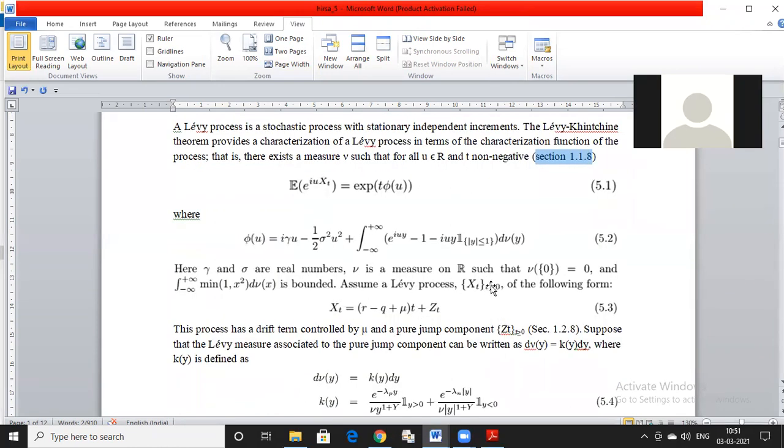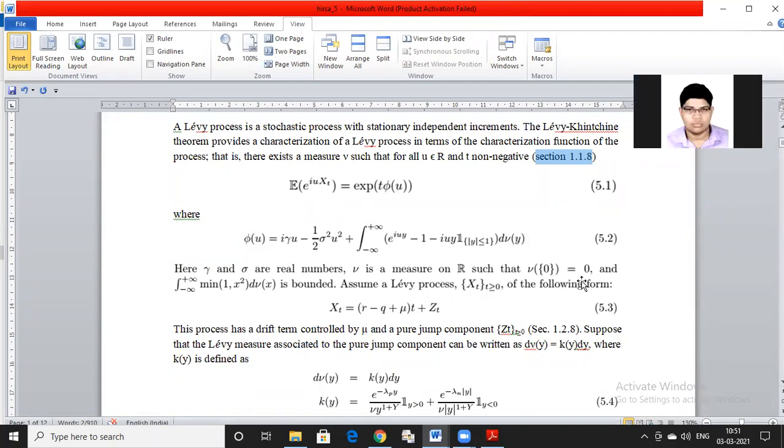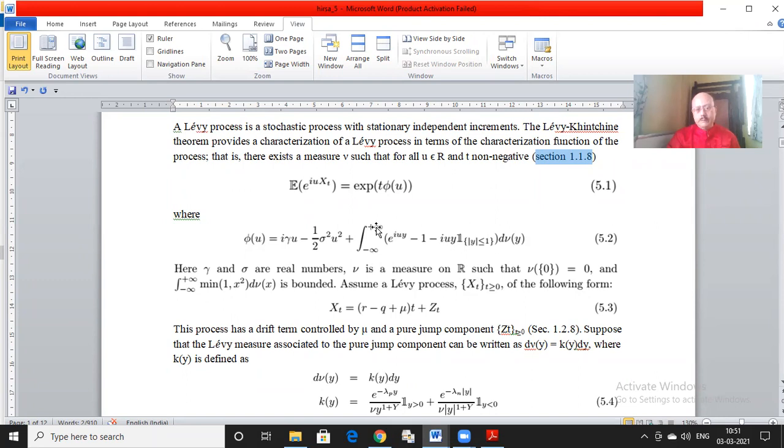So just to complete the formal definition, here this gamma and this sigma are real numbers. Nu is the measure on the real line such that it is 0 at the origin. It is defined on the whole real line, but 0 at the origin. And nu is such that this integral of the minimum of 1 and x square over d nu x is bounded. This is crucial. We discussed it earlier also in chapter 1, that this is crucial for all these adjustments to be admissible.